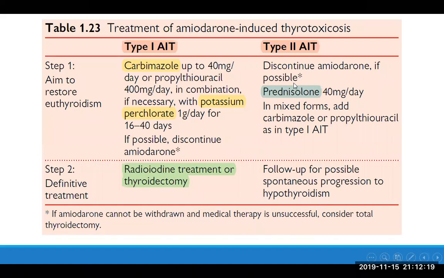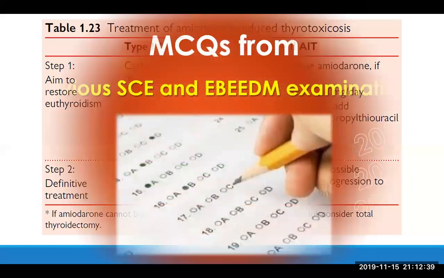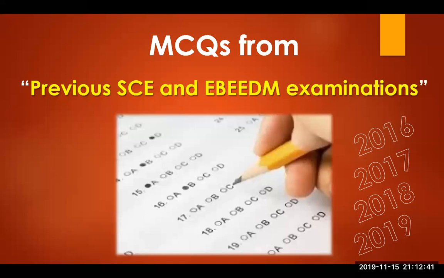But for type 2, just prednisolone 40 milligram per day, in most cases for 2 to 3 months, follow up after euthyroidism, follow up for possible spontaneous progression to hypothyroidism, but this is actually not very common. Now I end my presentation from the Oxford Handbook, and just a few questions from the previous exam.